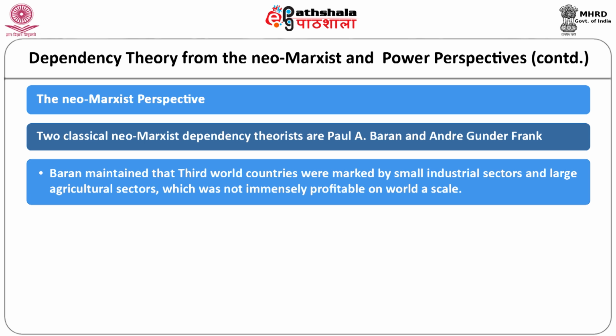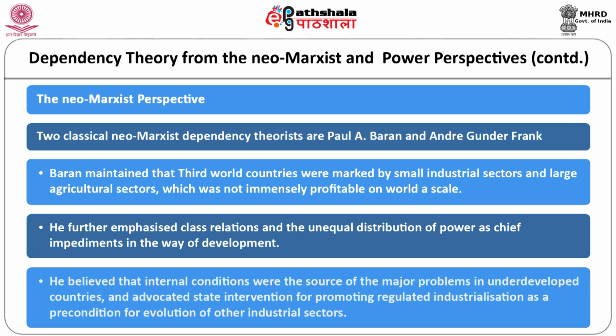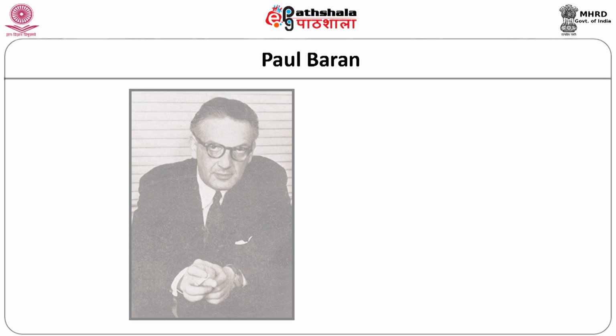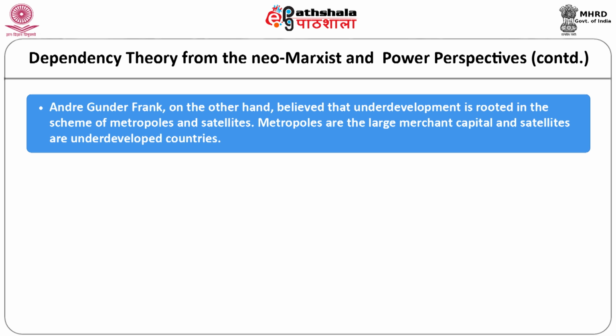Baran maintained that third world countries were marked by a small industrial sector and large agricultural sectors, which was not immensely profitable on a world scale. He further emphasized class relations and the unequal distribution of power as chief impediments in the way of development. He believed that internal conditions were the source of the major problem in underdeveloped countries and advocated state intervention for promoting regulated industrialization as a precondition for the evolution of other industrial sectors. On the other hand, Andre Gunder Frank believed that underdevelopment is rooted in the scheme of metropoles and satellites.